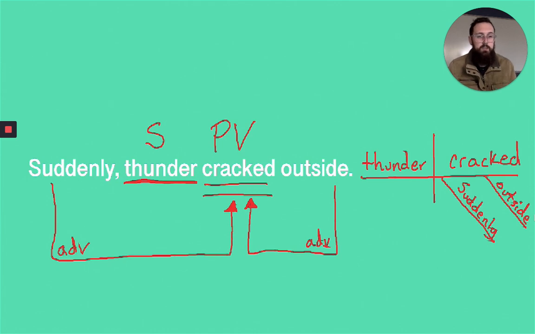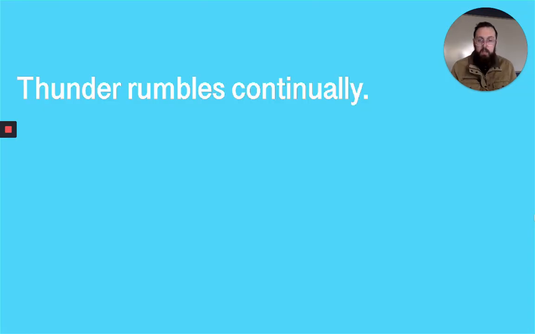Okay, that's how you analyze and diagram that sentence. Okay. Thunder rumbles continually. Thunder rumbled continually.